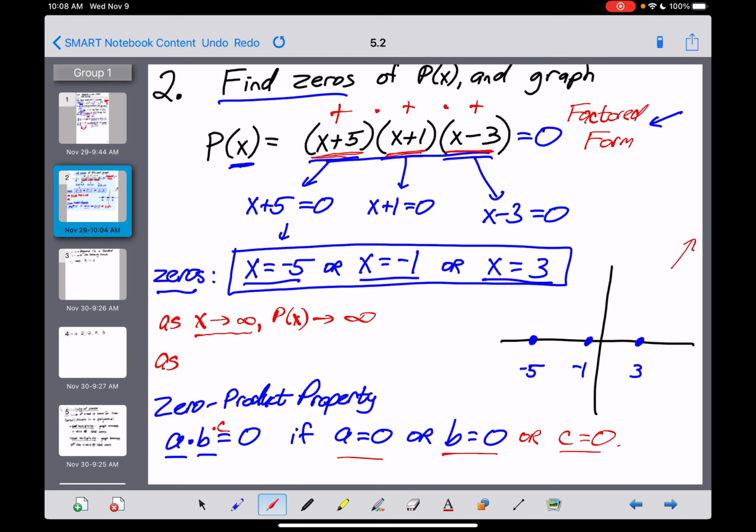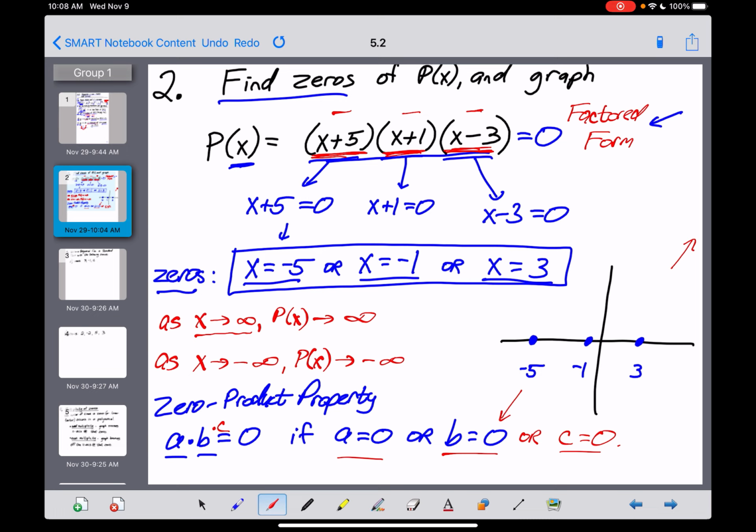And then the second end behavior is what happens as x approaches negative infinity. So let me erase those plus signs that I put right there. Now, what happens if we let x be a large negative number? A big negative number plus 5 will be negative. Another big negative number plus 1 will be negative. And any negative number minus 3 will be negative as well. Negative times negative times negative is going to be negative. So that tells us that as x approaches negative infinity, p of x, which will be negative, approaches negative infinity as well. This function goes down on the left.